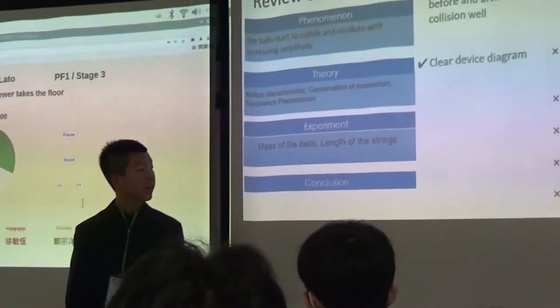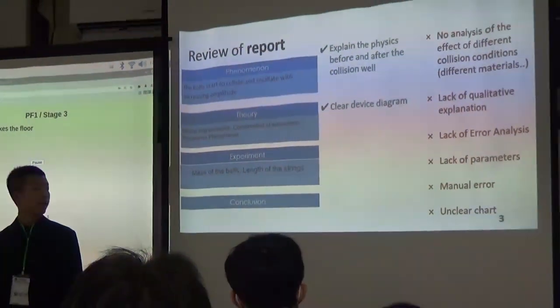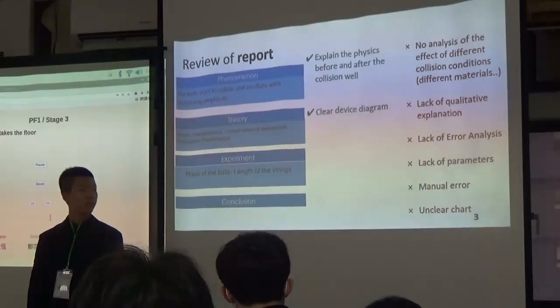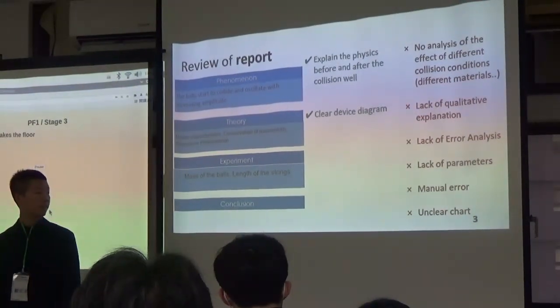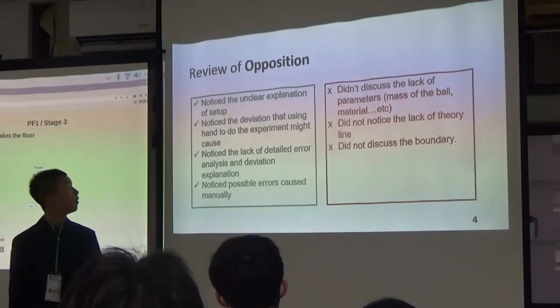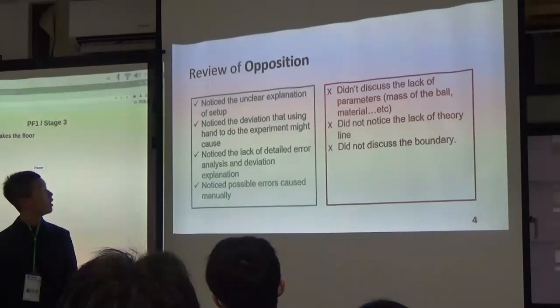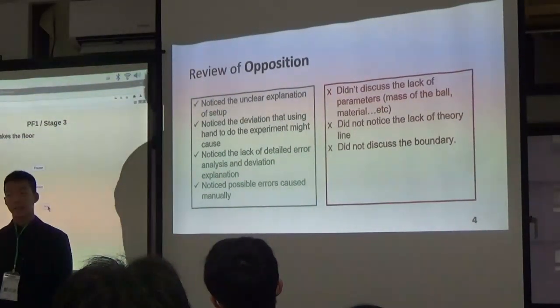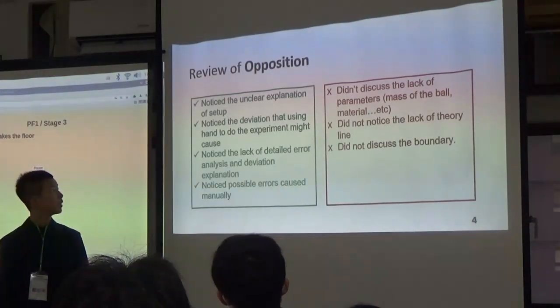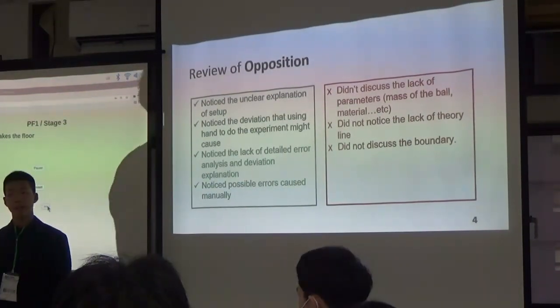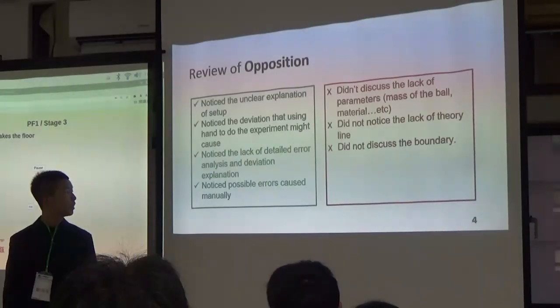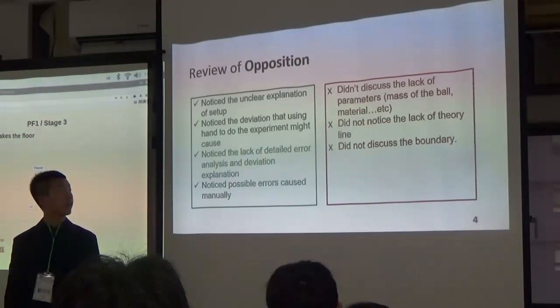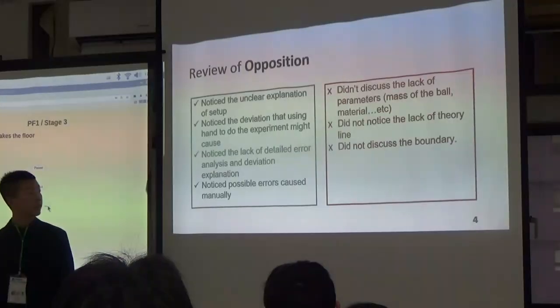And there is a lack of parameters, and the reporter also used hand to do the experiment, so it will cause a lot of error. And for the review of the opposition, he observed that the reporter lacked the experimental setup, and a lot of deviation is discussed. However, he didn't discuss the lack of parameters and boundary limit of amplitude.